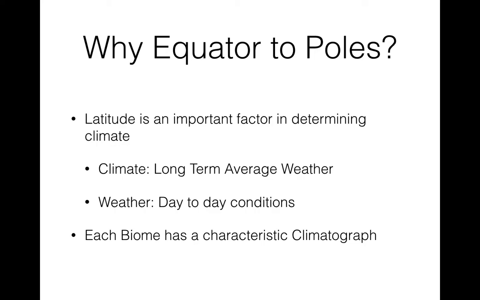Climate is the long-term average weather, whereas weather is day-to-day conditions. And each particular biome has a characteristic climate, and that can be shown in a climatograph, which is a way to graph 3 different things on the same graph. It covers temperature, average temperatures, average rainfall, and we're not going to get into those in this text, but you may run into that at some point.